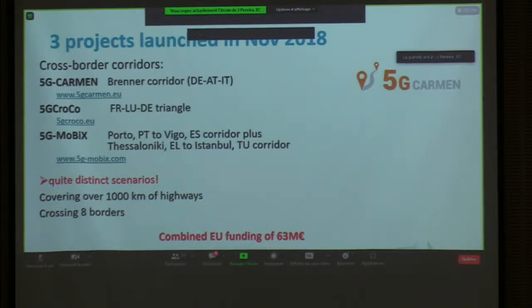This last one is slightly different in the sense that this includes a hard border, okay? This is a hard border with a non-EU country. The three projects, which represent a combined EU funding of 63 million euros, cover very distinct scenarios, cover over 1,000 kilometers of highways, and they include 8 borders, okay?